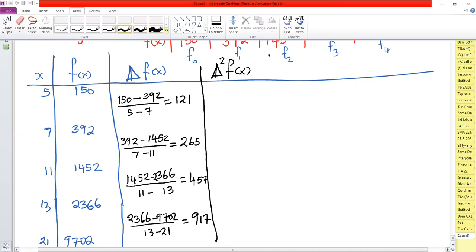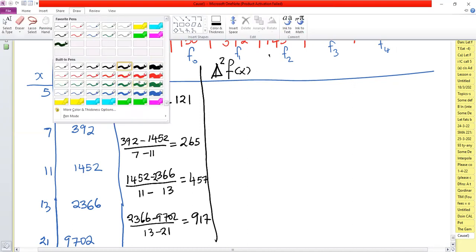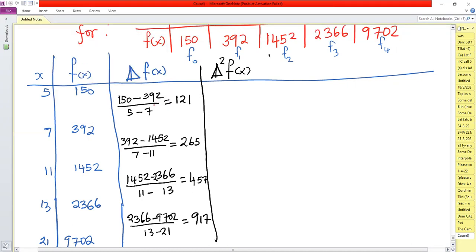Now to define the second divided differences, we are going to use the values we have in the first divided difference, but then the denominators will be taking care of the values of the xi's. So this first one will be 121 minus 265. For 121, the lower value here for x was 5, so it will be 5 minus this value here, 11. When you work this out, you get 24.